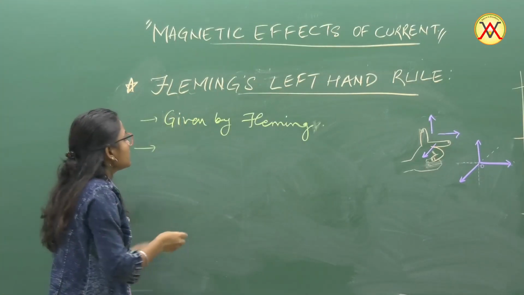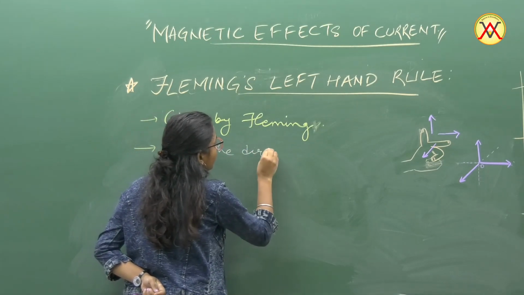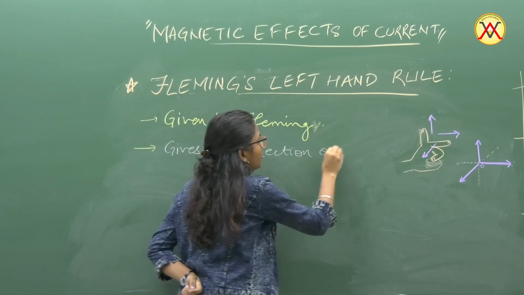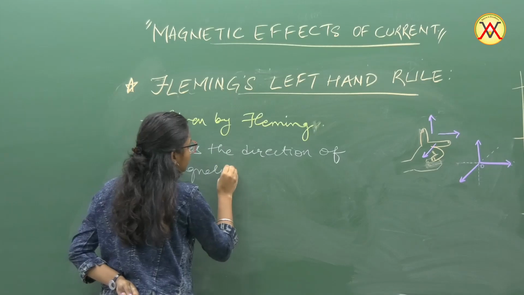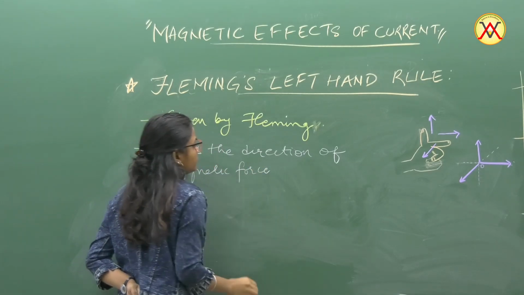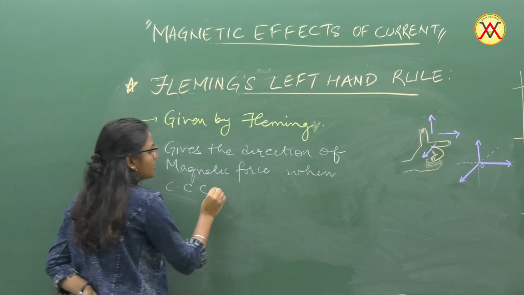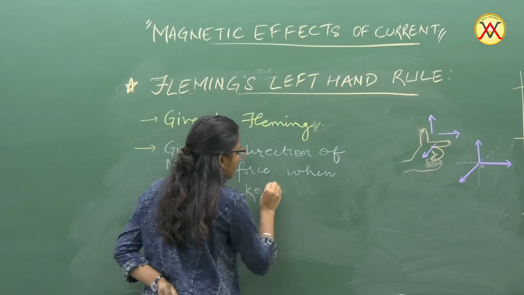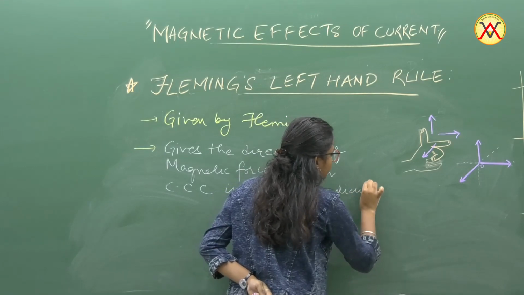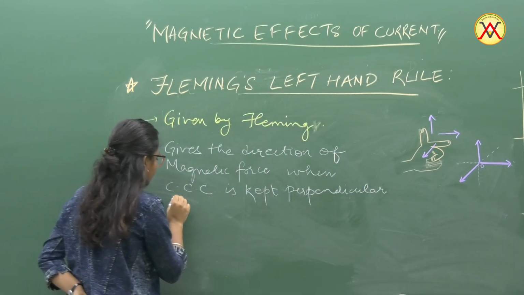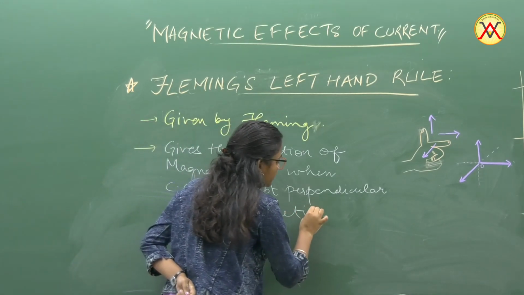This rule gives the direction of magnetic force when a current carrying conductor is kept perpendicular to our magnetic field.